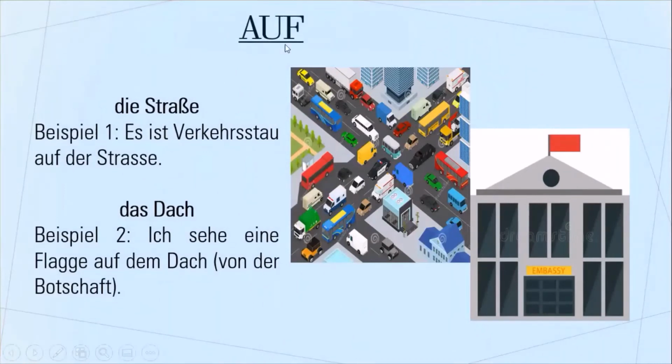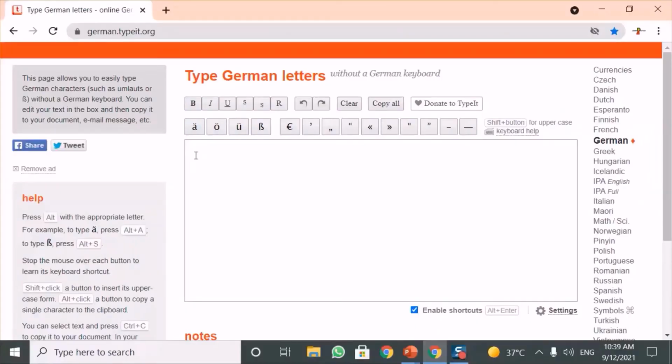Auf is a preposition which I have not covered in my previous tutorials, I think. So let's have a look at this preposition first with the dative case. In the example, es ist Verkehrsstau auf der Straße. So there's a new compound noun.